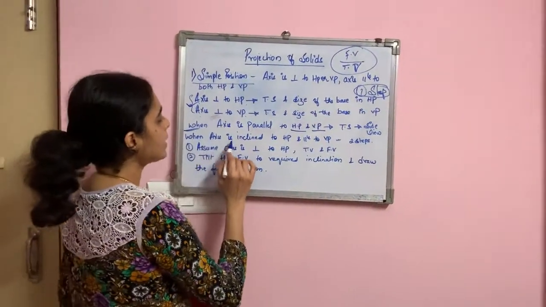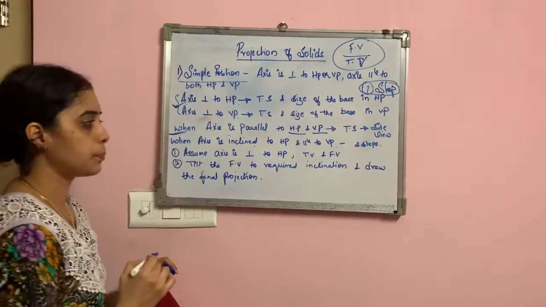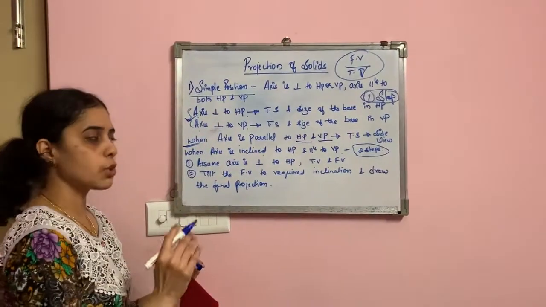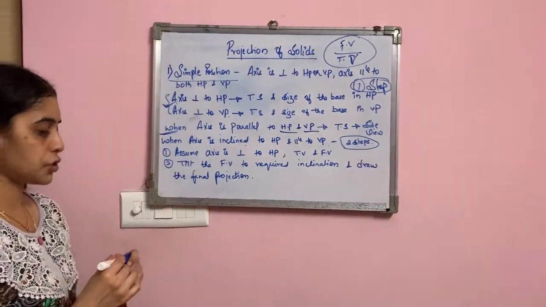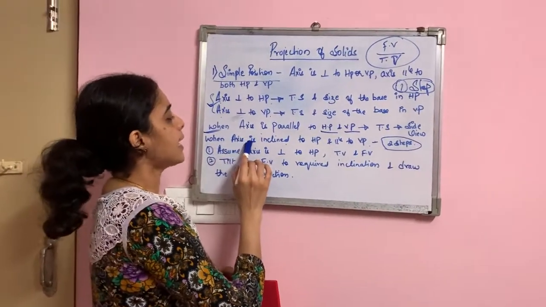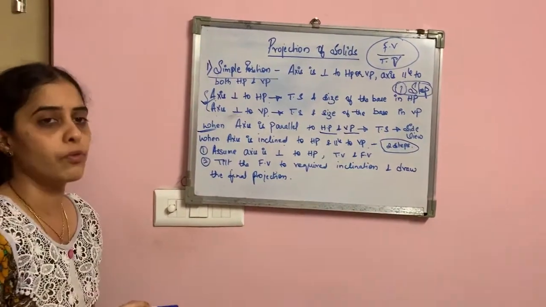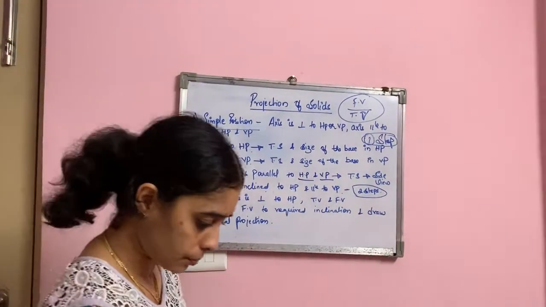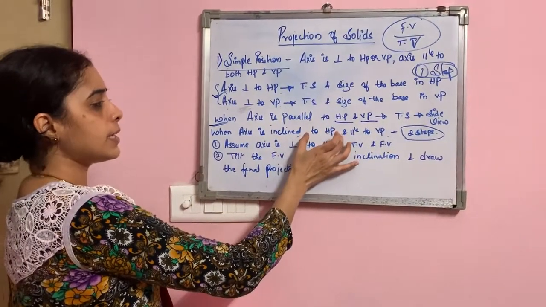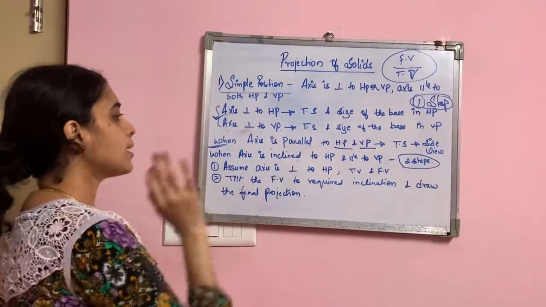So when the axis is inclined to HP and parallel to VP, this is a problem of two steps. So here three steps won't come into the picture. What is the condition of the position of the axis? The axis is inclined to HP and parallel to VP. So the axis will be inclined at a particular angle to HP and it will be parallel to VP. So this is the condition.